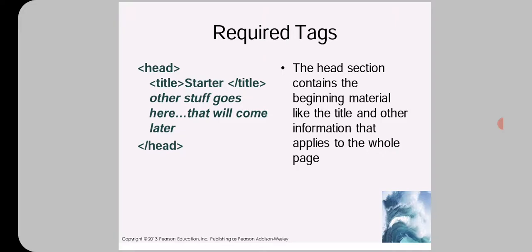So the head section contains the beginning material like the title and other information that applies to the whole page. Generally the head section contains all the information about the page title and page headings, like the top heading, second heading. As we know, there are 6 headings: h1, h2, h3, h4, h5, h6. H1 is the largest heading, and H6 is the smallest in size.